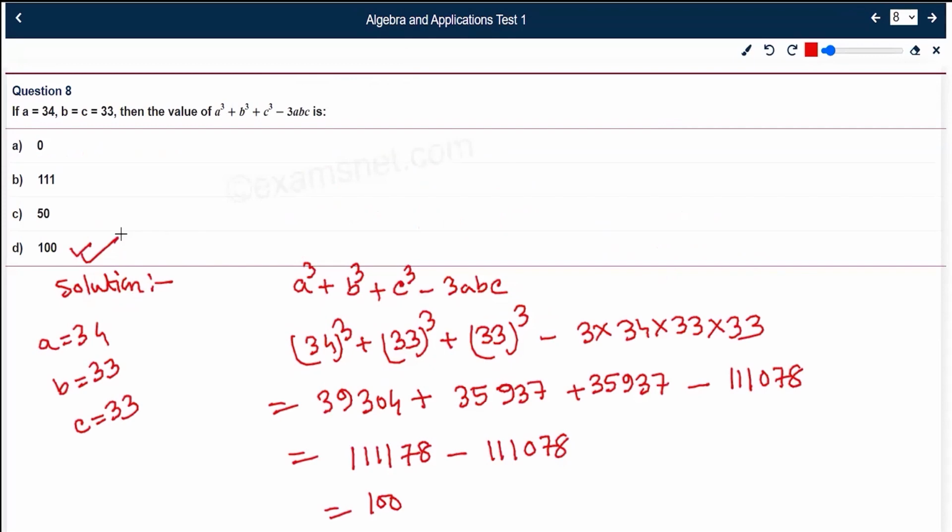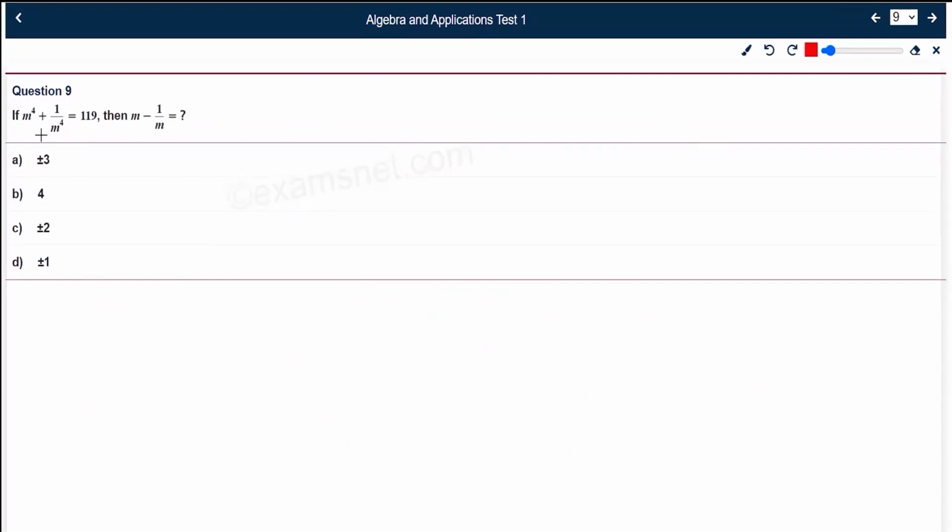Okay, now let's move towards question number 9. If m to the power 4 plus 1 by m to the power 4 is 119, then find the value of m minus 1 by m. Okay, so m to the power 4 plus 1 by m to the power 4 equals 119.